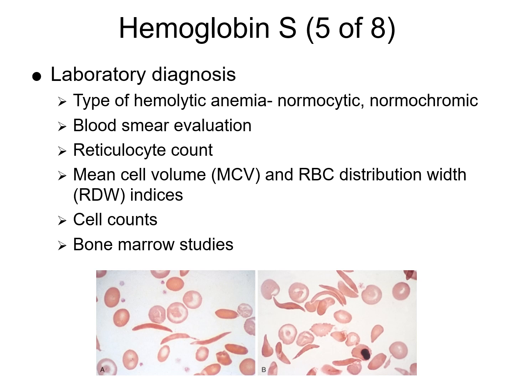For cell counts, we're going to see anemia, so we'll see decreased hemoglobin and hematocrit. The white blood cell count may be elevated due to inflammation or maybe even infection. Platelet count is usually going to be normal or maybe a little elevated. If we do a bone marrow on these patients, we're going to see erythroid hyperplasia, which would reflect increased production of red blood cells in response to the ongoing hemolysis.